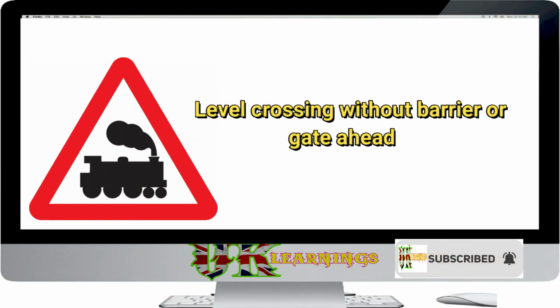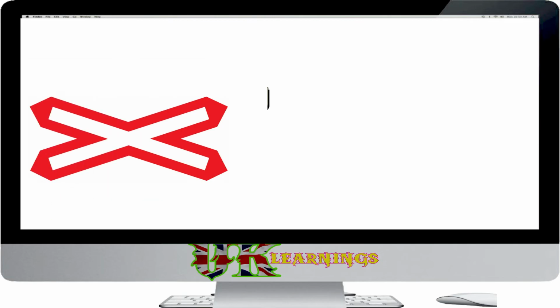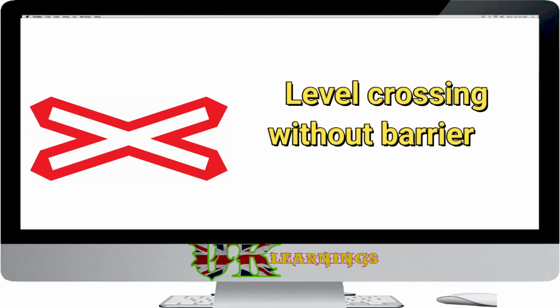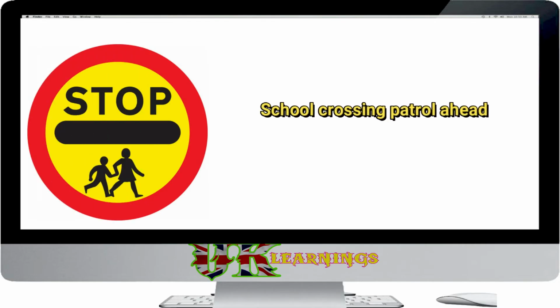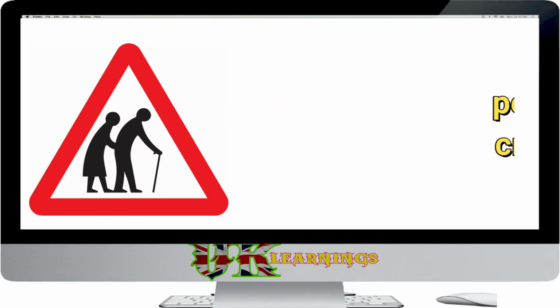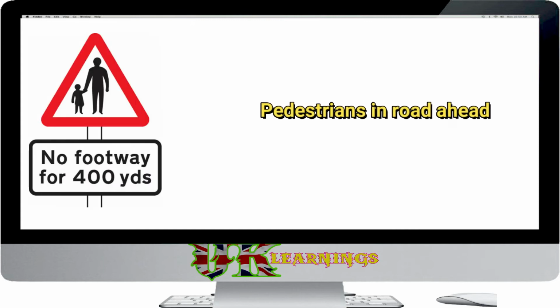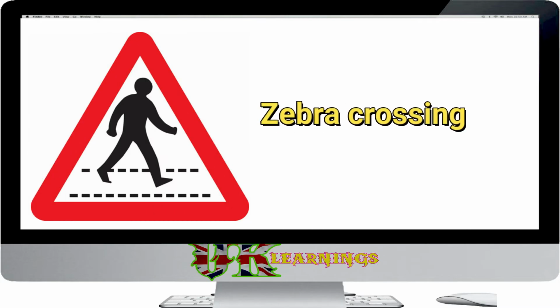Level crossing without barrier or gate ahead. Level crossing without barrier. School crossing patrol ahead. Pedestrians likely to cross road ahead. Pedestrians in road ahead. Zebra crossing.